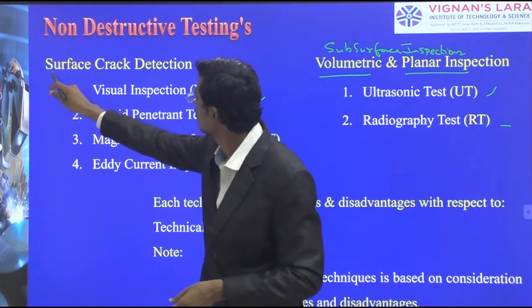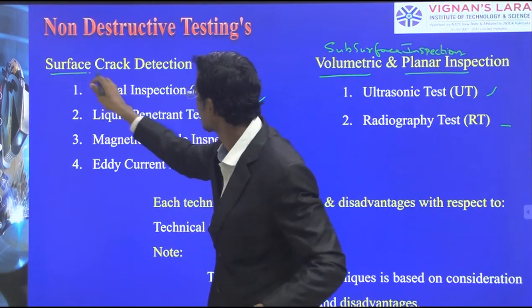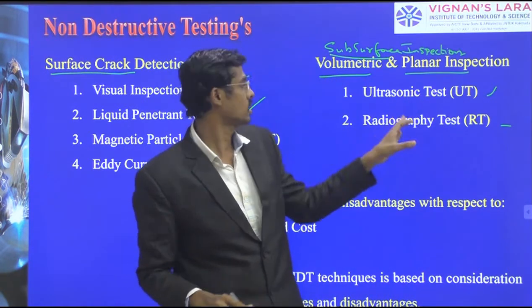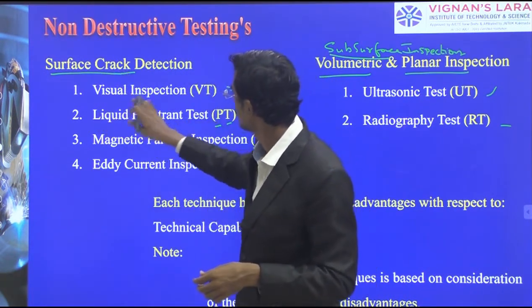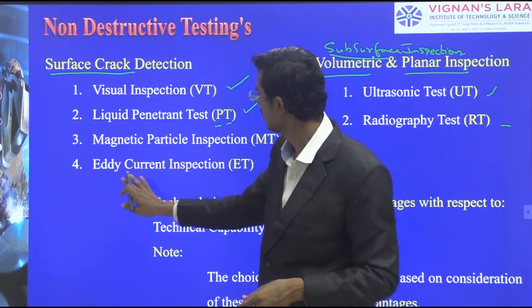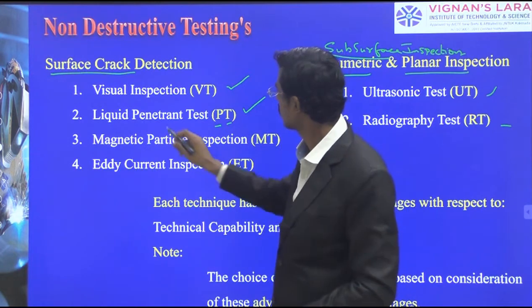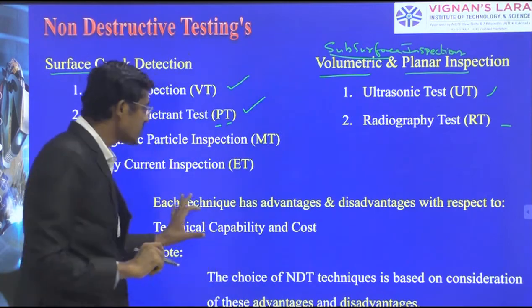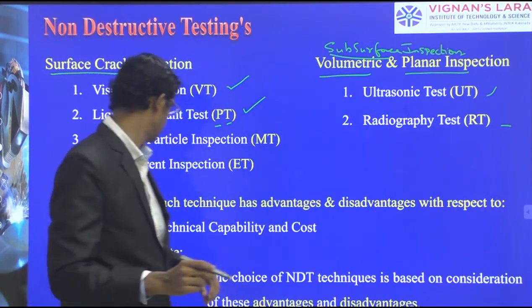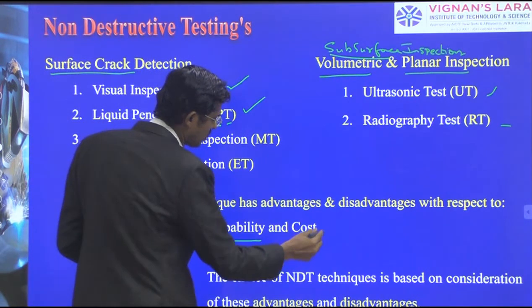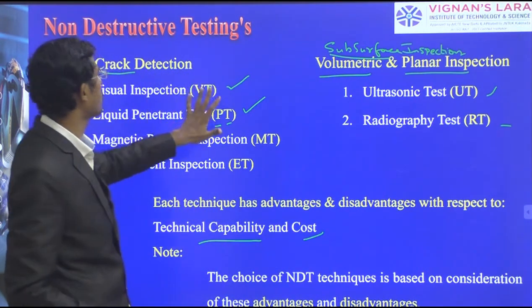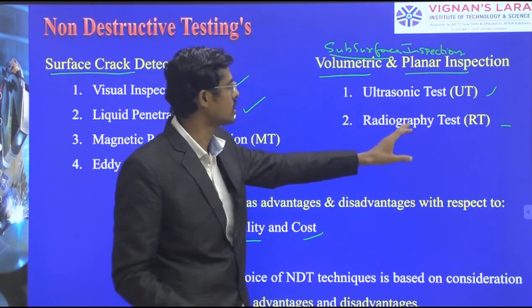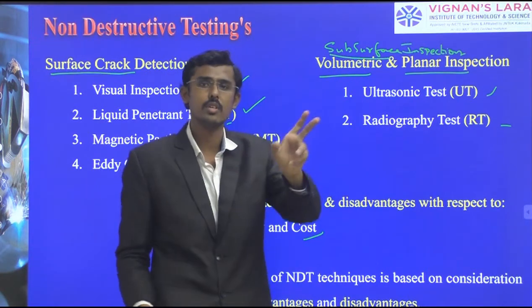Here I am giving some classifications, such as surface crack detection and subsurface crack detection. For the subsurface we have ultrasonic and radiography. For surface cracks we have visual inspection, liquid penetrant, magnetic particle, and eddy current methods. Out of these, today we are seeing the liquid penetrant test, PT. Each technique has advantages and disadvantages with respect to technical capability. Because of this, PT is only possible for surface inspection, whereas radiography is suitable for both surface and subsurface.